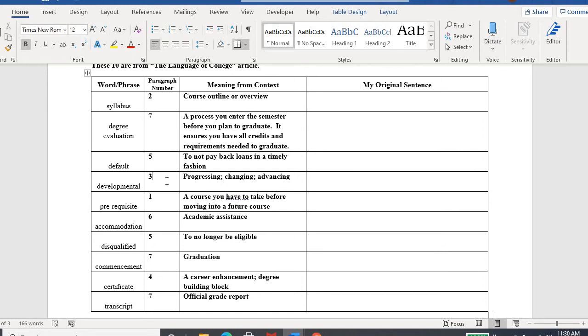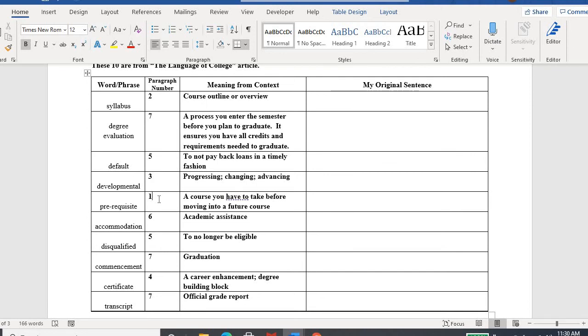Developmental in paragraph 3 means to progress or change or advance. So if you have to take a developmental course on campus, which critical analysis is considered a developmental course, as well as some of your math courses and English courses, it simply means it's a course designed to help you advance in that particular area.